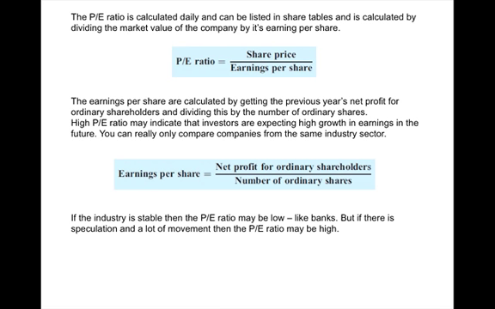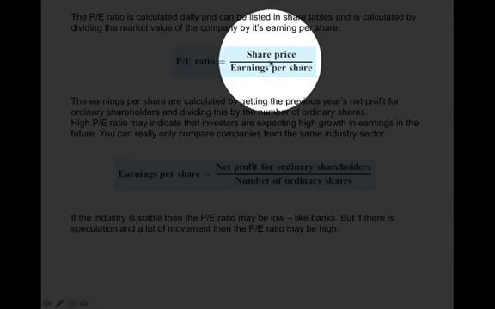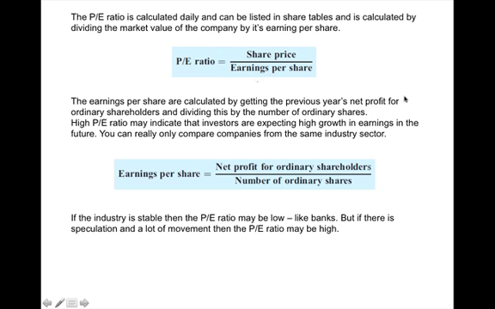So it's calculated daily, and sometimes in the share table, especially in the Australian, it's on the right hand side, sometimes in the advertiser it's not there. It's calculated dividing the market value of the company by its earnings per share. So as you can see, the PE ratio is the share price divided by the earnings per share. The earnings per share is calculated by getting the previous year's net profit for the ordinary shareholders, and then dividing it by the number of ordinary shares. So there's another calculation there.